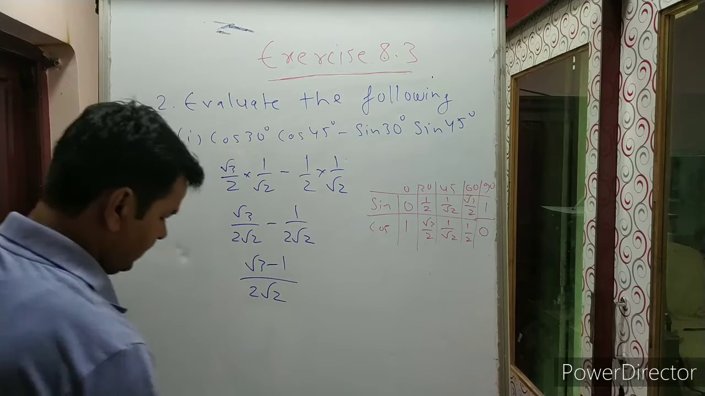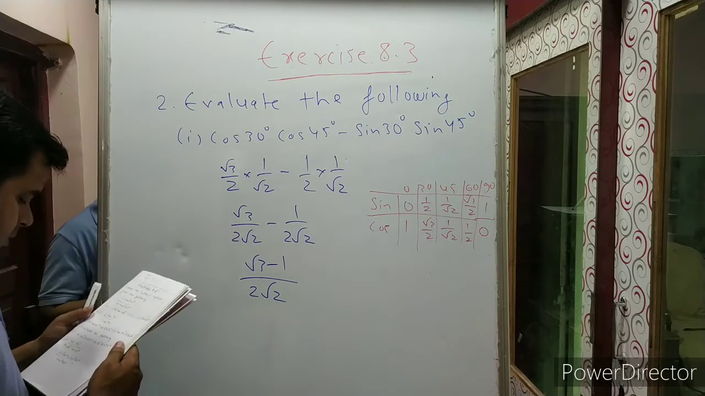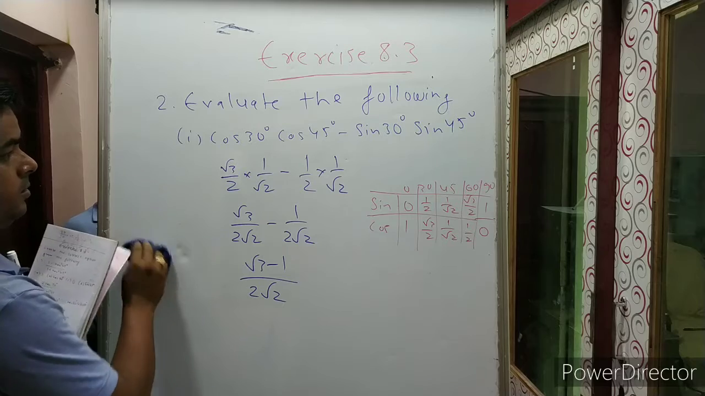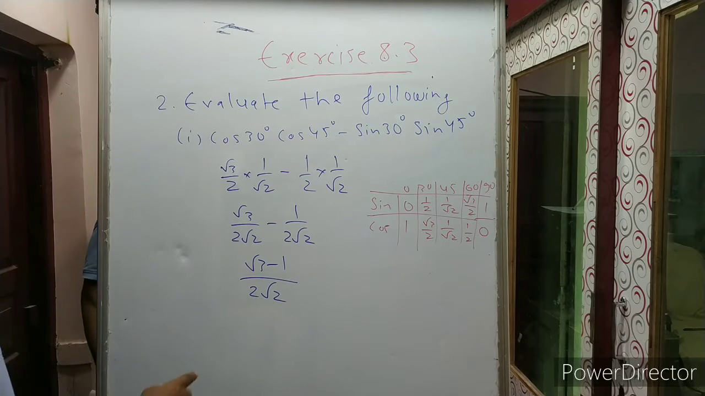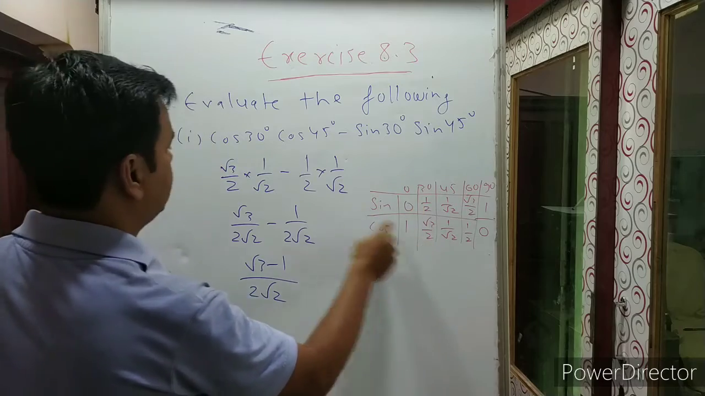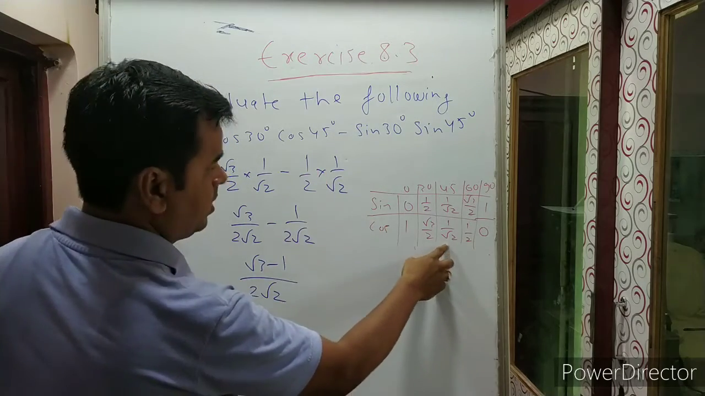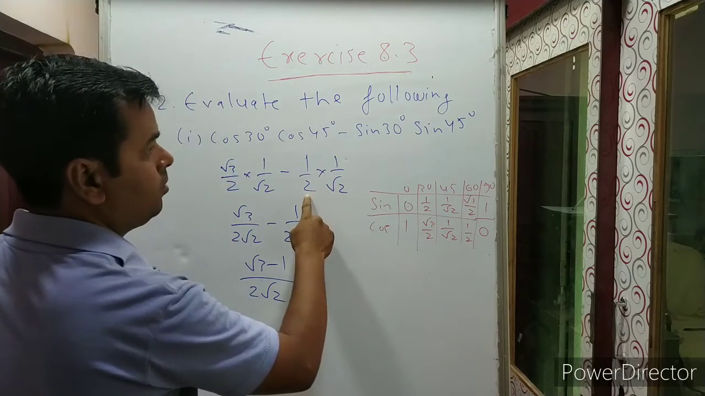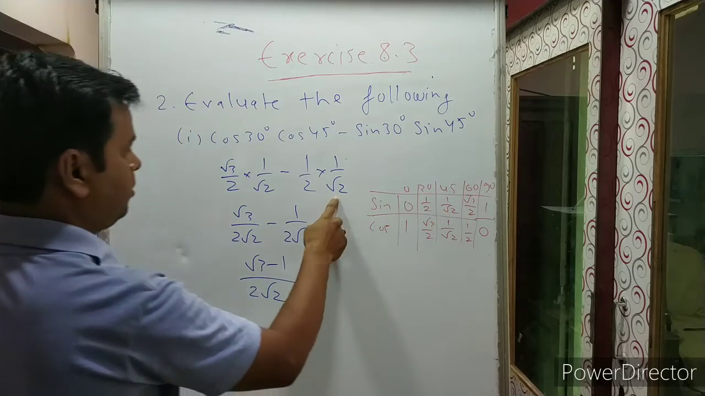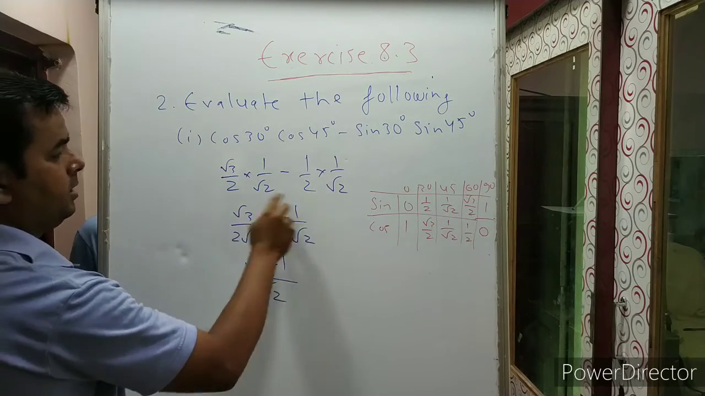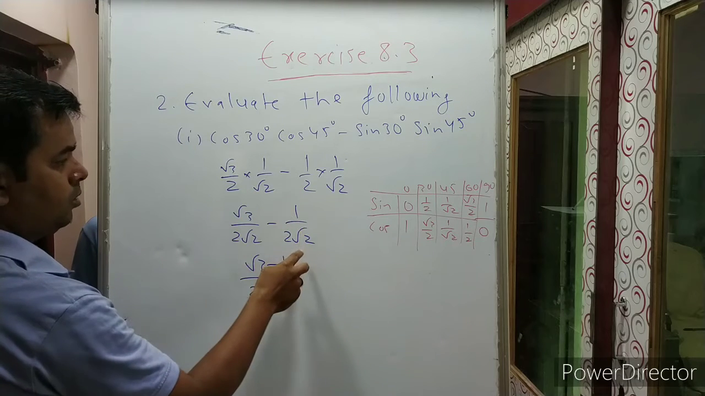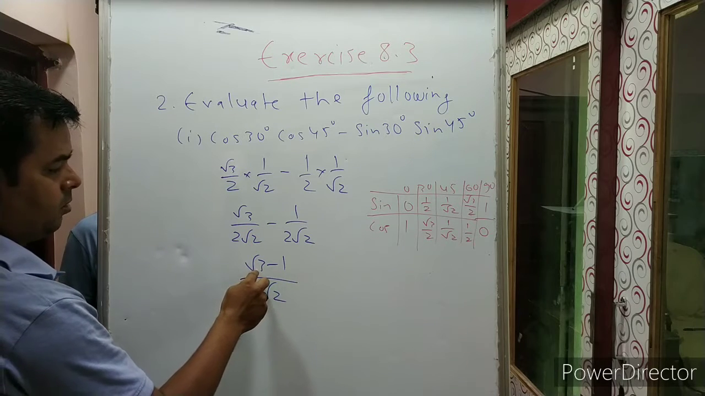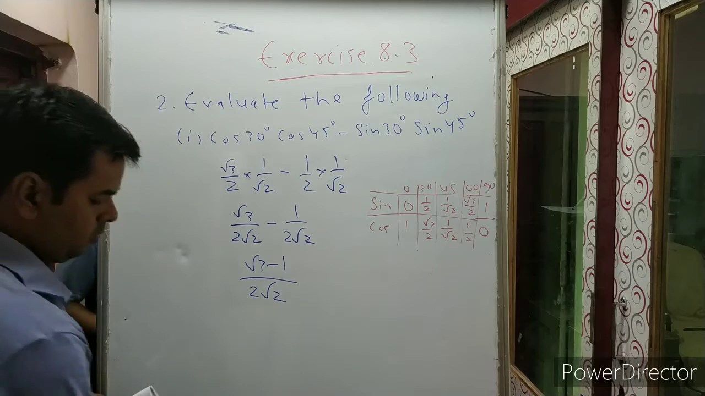Okay, let's take one more question. Cos 60. Hope this is clear for you. Just we put the values in this question. Okay, the value of cos 30 is root 3 by 2. Value of cos 45 is 1 upon root 2. Okay, value of sin 30 is 1 upon 2. The value of sin 45 is 1 upon root 2. Then in denominator, in both sides we have denominator 2 root 2. Okay, so we'll simply write the numerator. So that will be root 3 minus 1 upon 2 root 2. Okay.